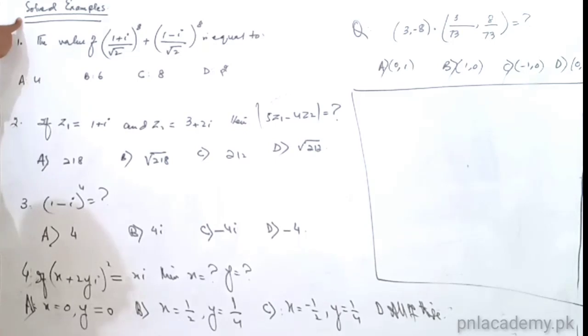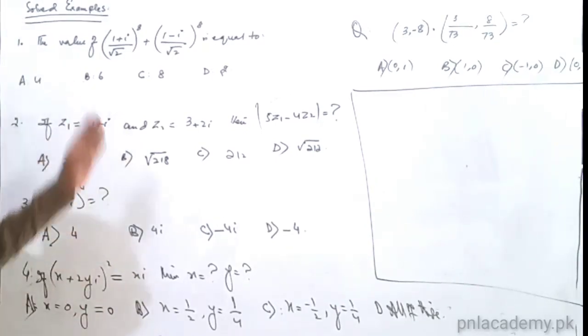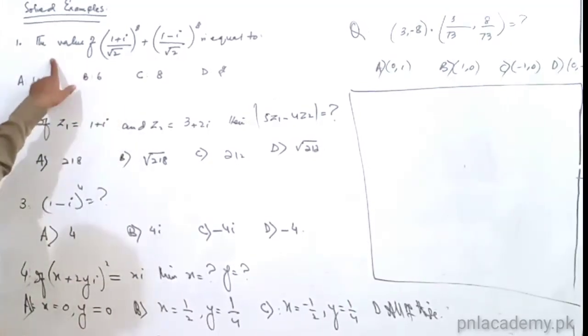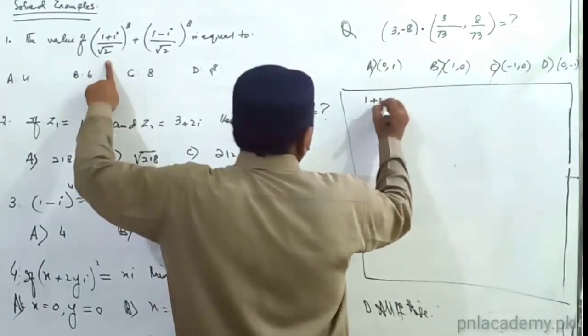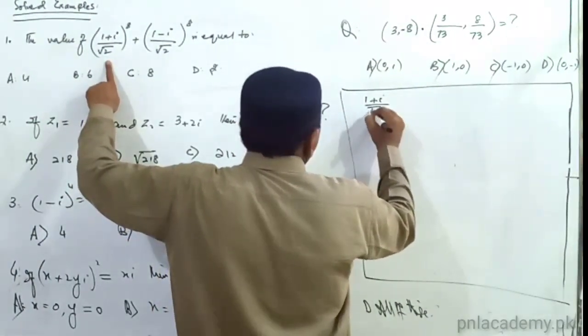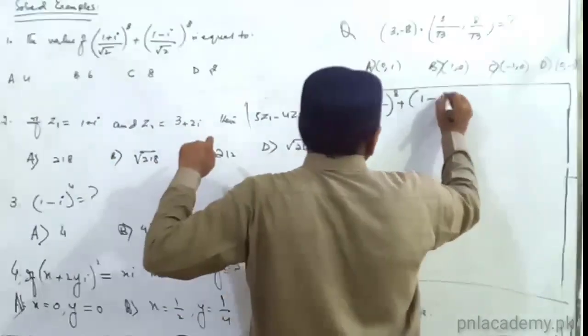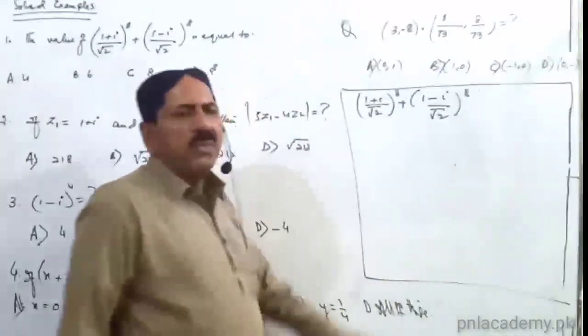Now there are a few solved examples which can help us to find out the multiple choice questions. Question number 1 is: 1 plus iota upon radical 2 power 8 plus 1 minus iota upon radical 2 power 8. What should be the value of this expression?